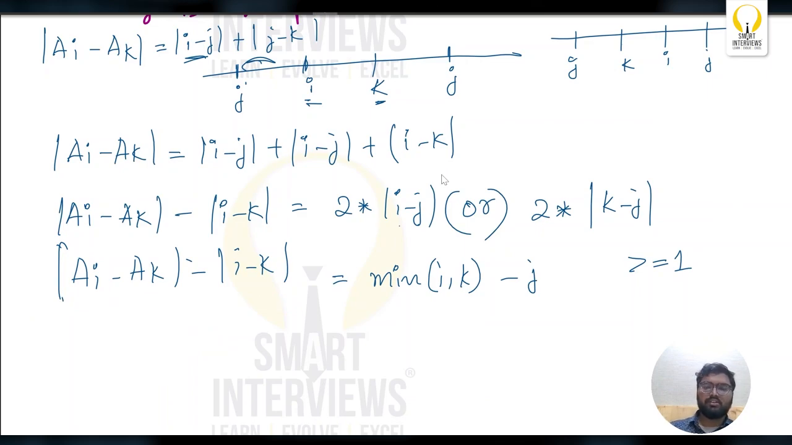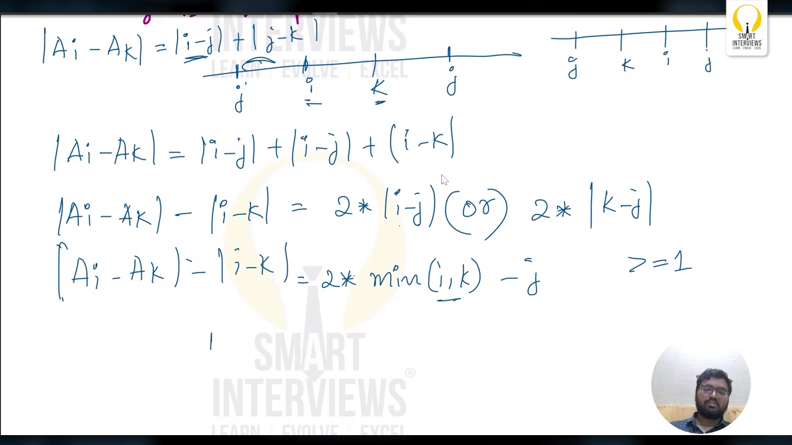Sorry, it will be like 2 into minus j. So either you are going to consider the I or you are going to consider the k. But you are going to subtract from this. So that is how you are going to get it.